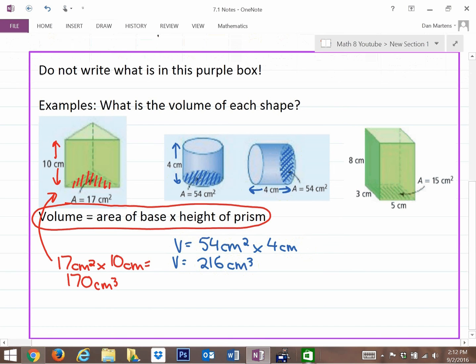And finally, this last example has some extra additional information that's not even necessary. This base here, it's a rectangular prism, so the base is always a rectangle. The area of that base is actually recorded here. Or in other words, it's 3 times 5. So the area of the base is 15 centimeters squared, and the height of the prism is 8 centimeters. So you don't really need the information about the 3 and the 5 centimeters, although they do correlate to a correct answer. So 15 centimeters squared for the base, 8 centimeters for the height. That gives you a total of 120 centimeters cubed.